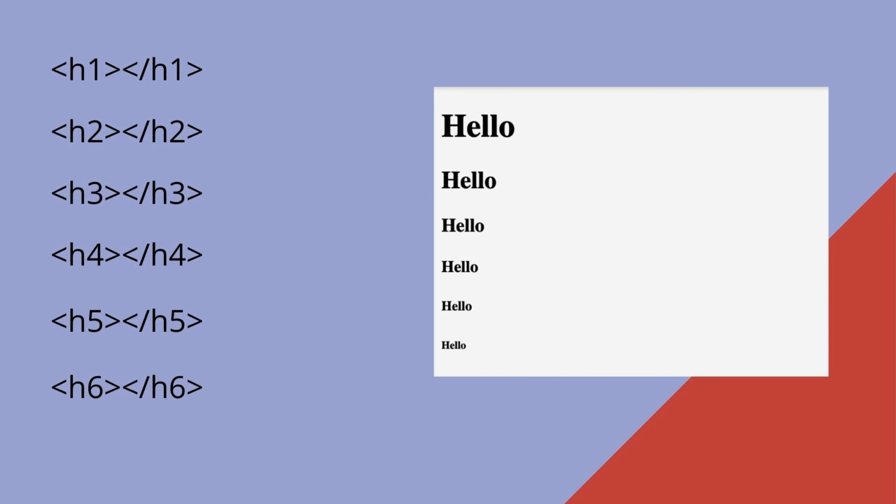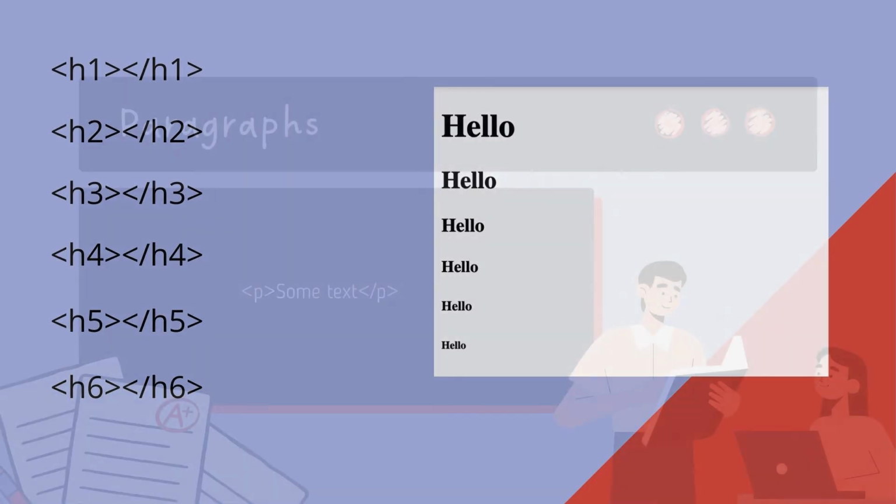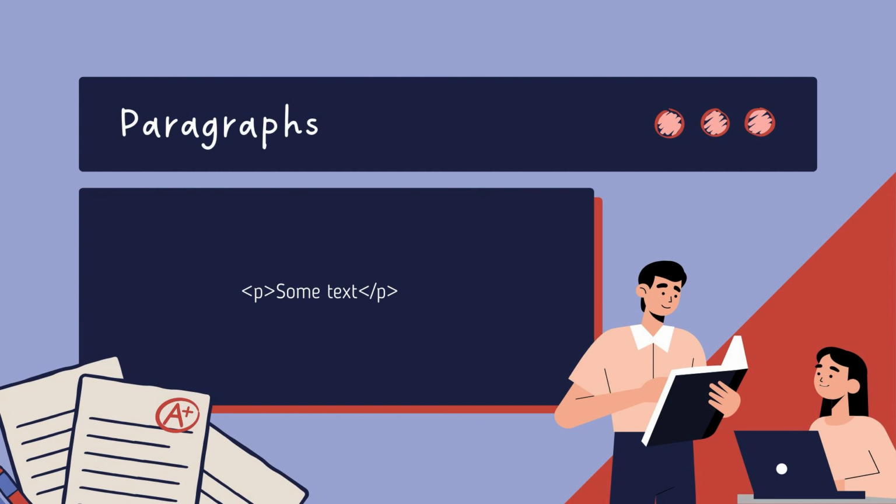So before we move on, let's recap what we have just learnt. We can create headings using headers, which can be anything from H1 to H6. We can also place text inside paragraph tags, which use the letter P inside the tag.